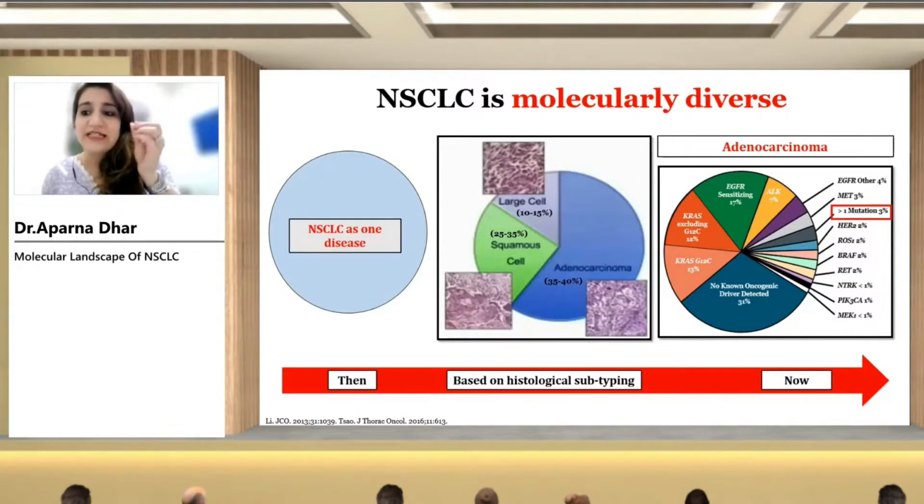We've gone from treating NSCLC as one large homogeneous group to slowly moving on to categorizing it based on histological subtypes. And even from there, if we just look at the adenocarcinoma subtype, it is molecularly diverse. I want to draw your attention to this, greater than one oncogenic driver mutation, which constitutes around 3% of our cases. Keep this number in mind, I'm going to revisit it in a bit.